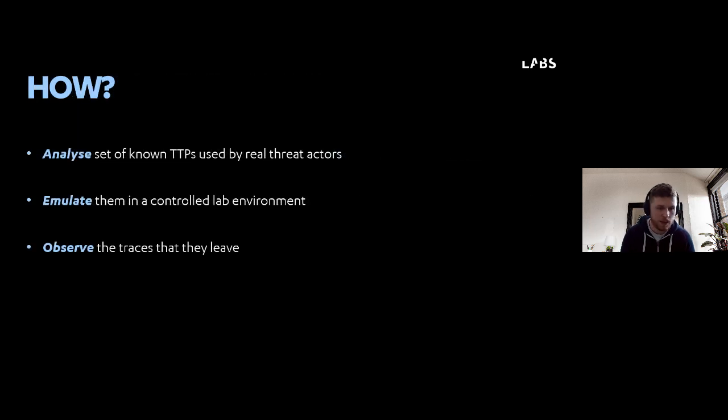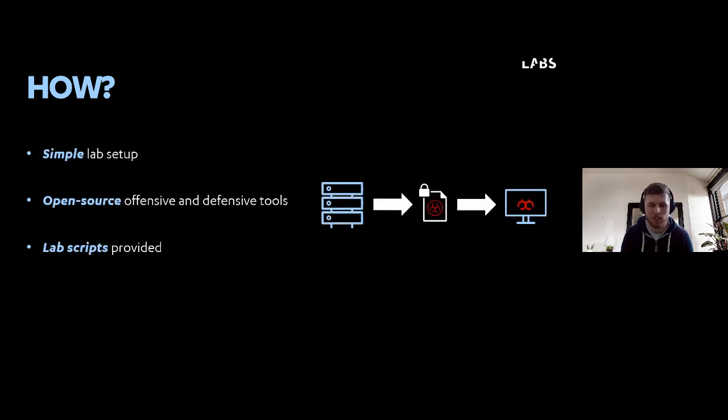In terms of how we're doing that, just as before in this series and the last, we're going to analyze some TTPs used by real-world threat actors. We're going to emulate those in a controlled lab environment and observe the traces that they leave. The important thing, as hopefully has come across, is that we're trying to make the content that we deliver and the labs as repeatable and easy for you to digest as possible.